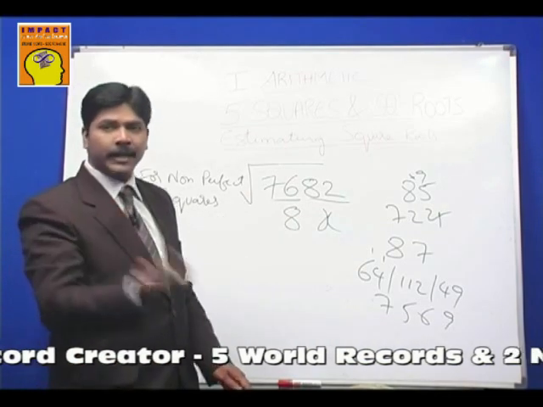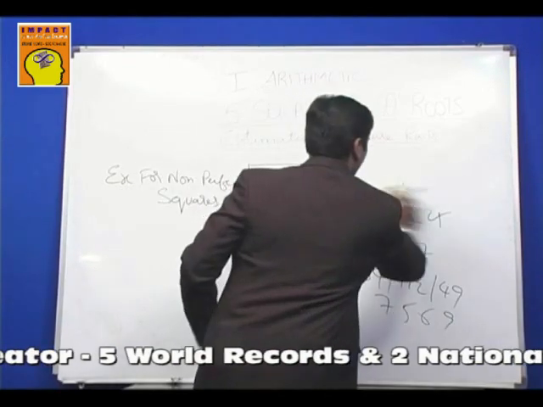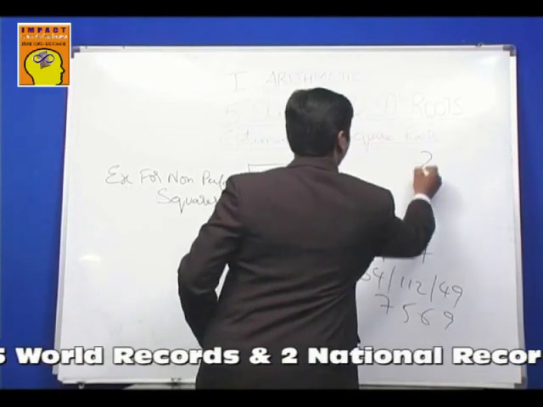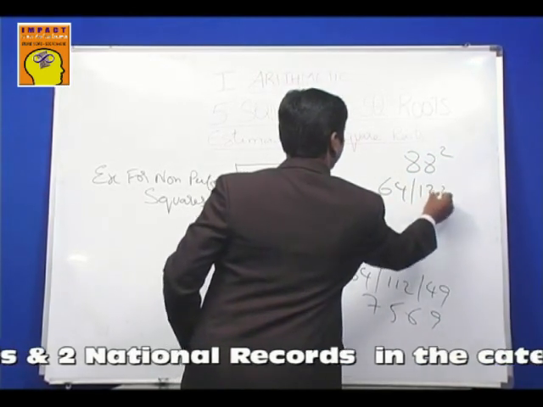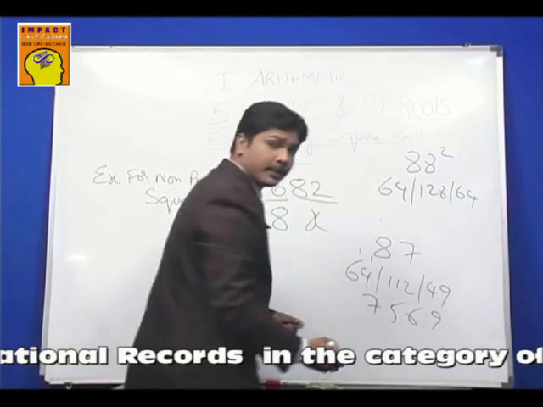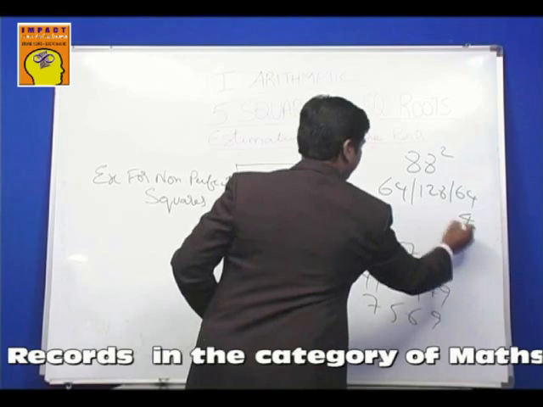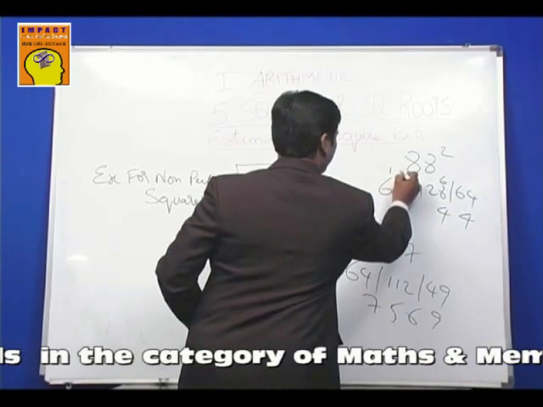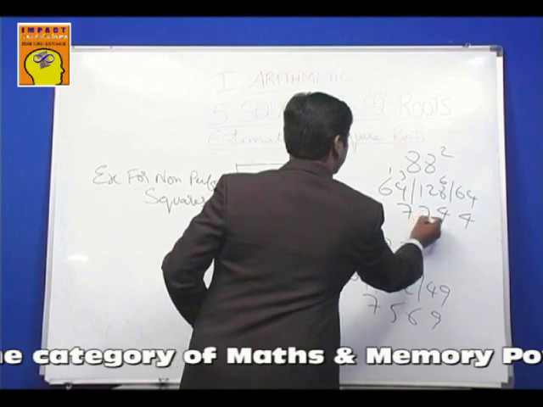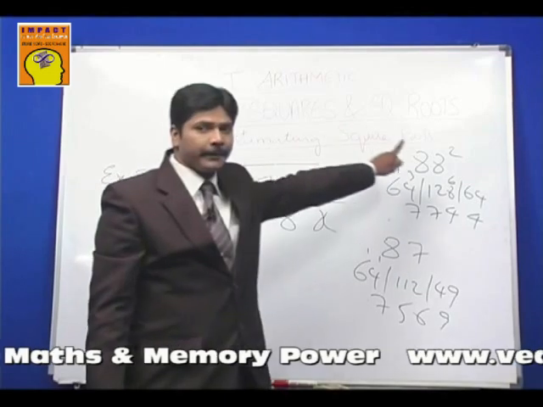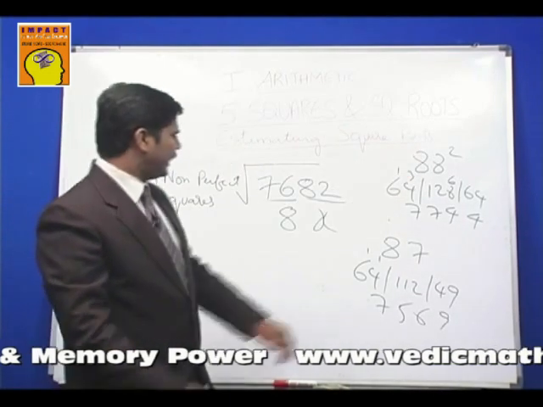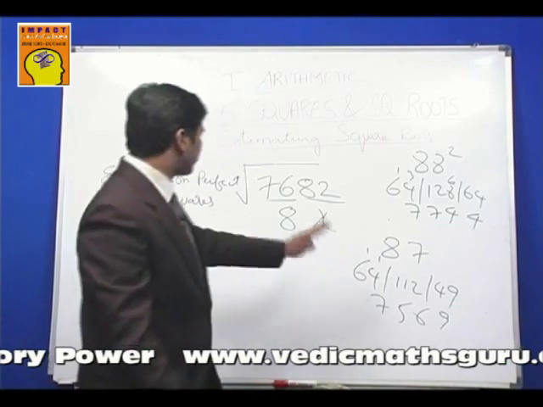Then try the next number, that is 88. So we'll try the square of 88. 88 squared, it's 64, it's 128 and 64, using the a plus b whole square formula. So now balance, you get 6 out there and then 13 out there, you get 77. You're getting 7744, but that's too high. So the answer will be 87. Now you check what's the difference.